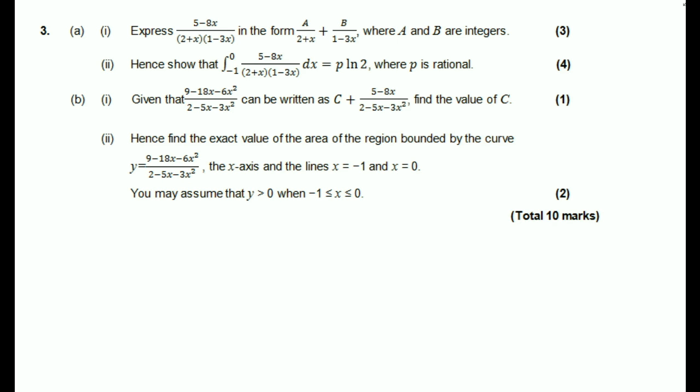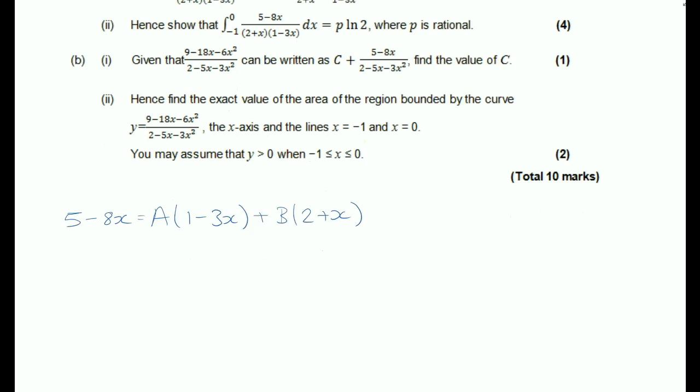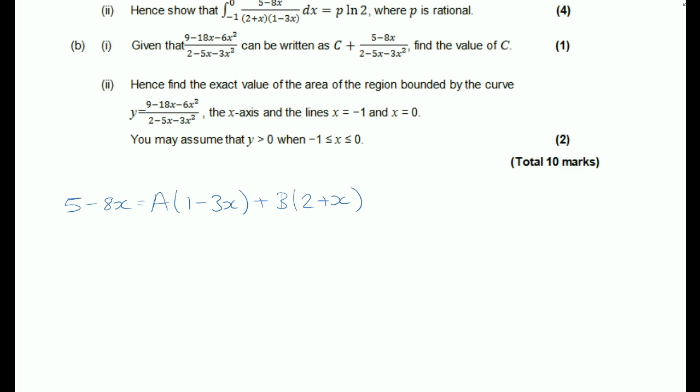Core 4 partial fractions question here. So we start off by trying to express our 5 minus 8x in terms of our partial fractions. I'm going to do this very, very quickly, and if you've got any problems with this, it's then looking back at partial fractions in a little bit more detail. So we can set up our equation for a and b, and then we're going to choose our x values.